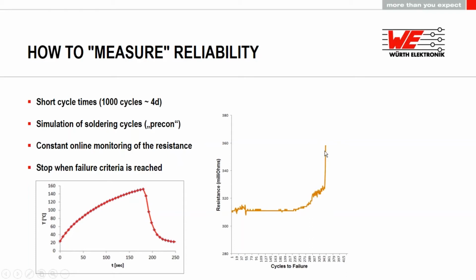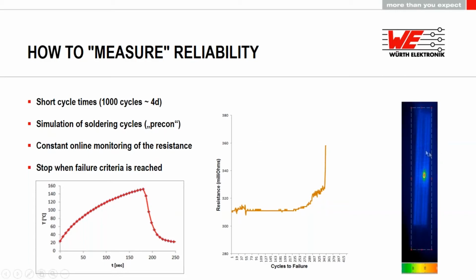And the good thing is that failure doesn't mean total failure. It means reaching a failure criteria, which is very often 10% in resistance change. And it means our specimen is not totally failed, it still works, and we can easily now detect the failure due to that you have more heat where you have more resistance when you apply power on it, and therefore you can locate the place where it occurred very easily and identify the mode of failure, which is very helpful.